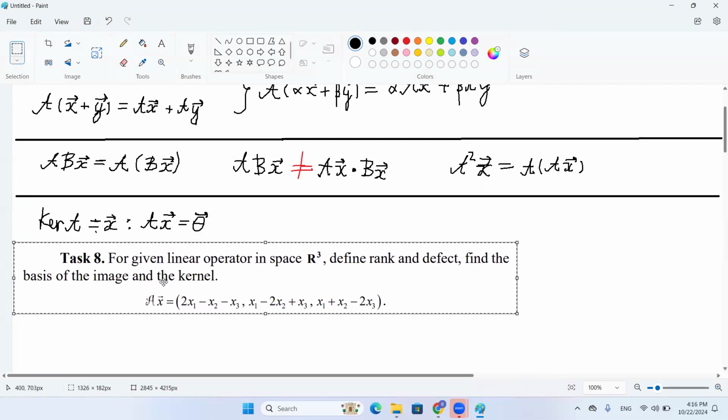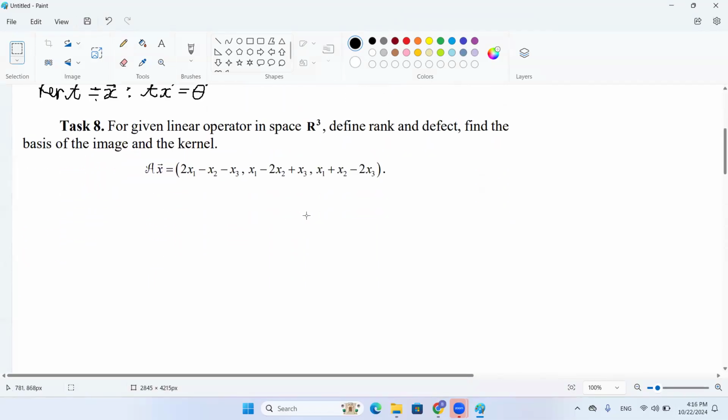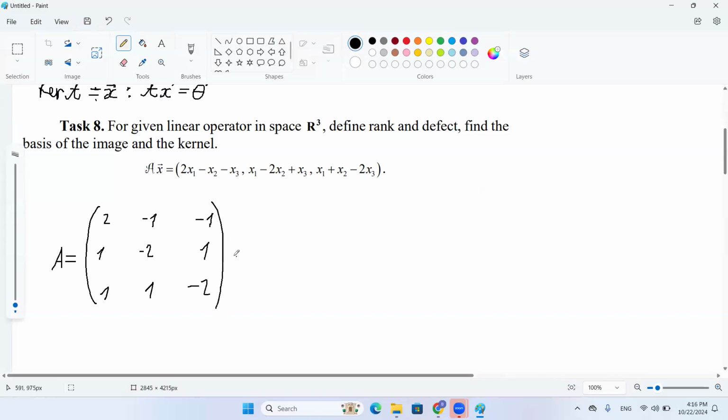So we need to find everything for this operator. So first of all, let's find the kernel. First of all, we need to rewrite our operator in matrix form. So 2, minus 1, minus 1, then 1, minus 2, 1, then 1, 1, minus 2. Okay, and now how to find the kernel?